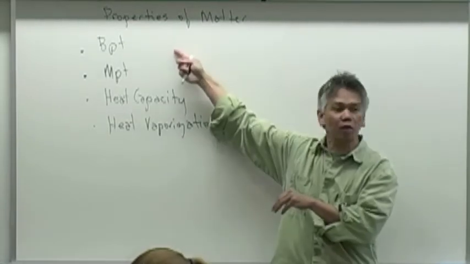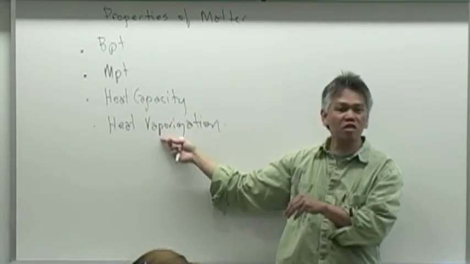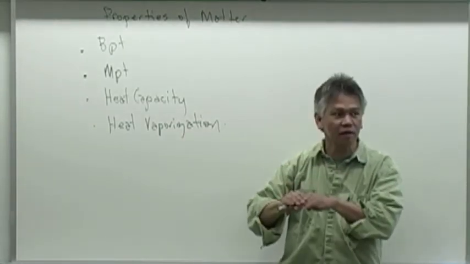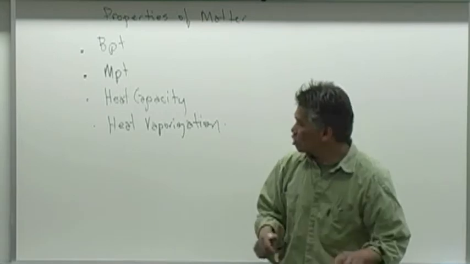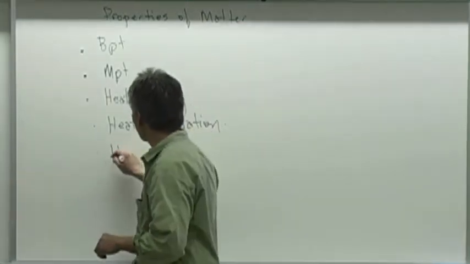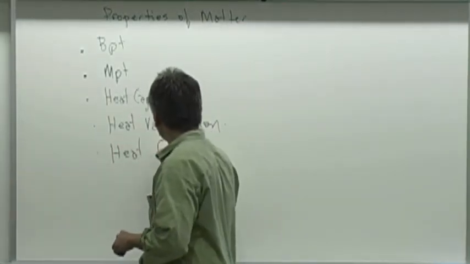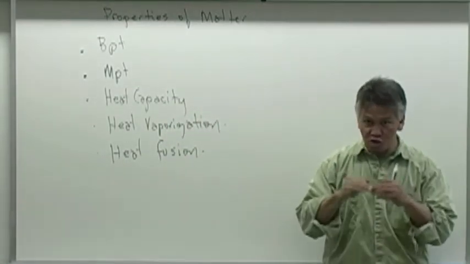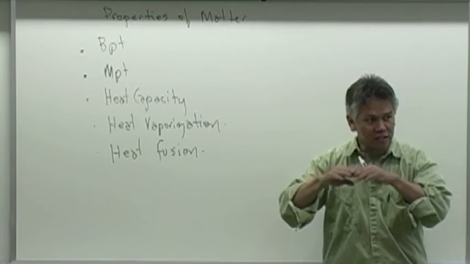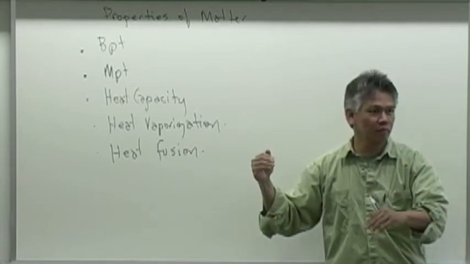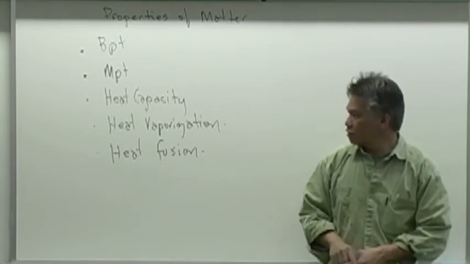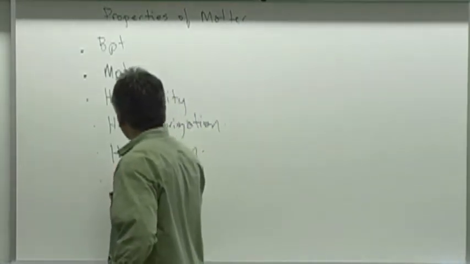It's not a boiling point. Boiling point is a temperature. This measures the energy that you need to get it from the liquid to the gas. There's also something called heat of fusion. The heat of fusion is the energy required to get a solid to the liquid. It's not the temperature, it's the energy required to do that. There's something called surface tension.